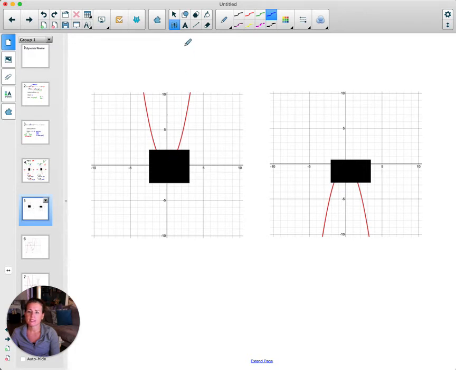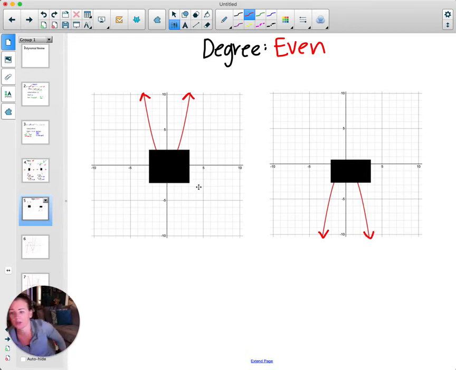So let's take a look at these ones. These ones for the degree are even degree functions. We can tell because they do the same thing. They both go up or they both go down for the branches, for the end behavior. That will make it an even degree function.